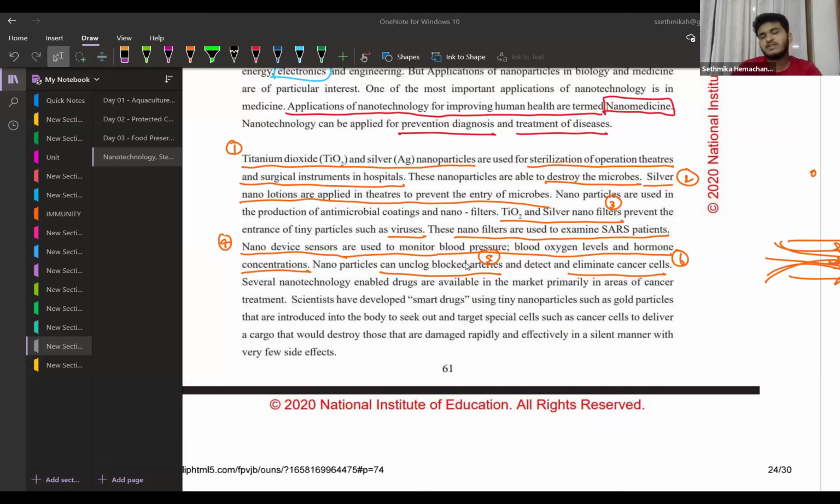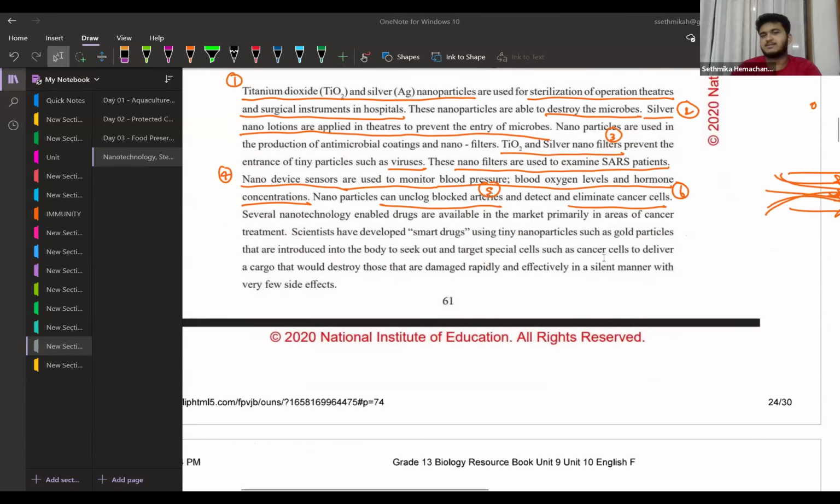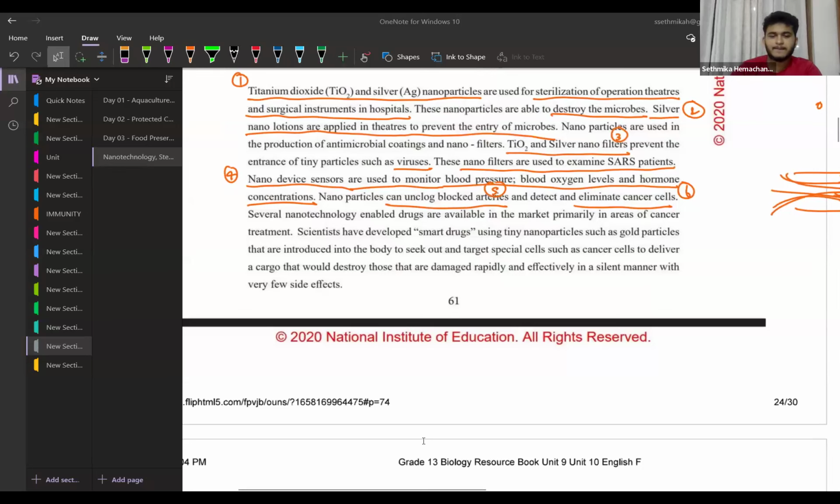Do they use that cancer nanotech in Sri Lanka? I don't know. Actually, I don't think so. I don't think they use nanotechnology very well in Sri Lanka. Okay.